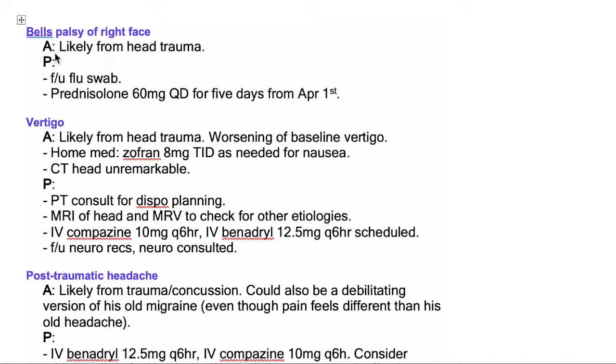Now, one of the other things I'd like to mention is that you can see that I did not talk a lot about differentials. There are a lot of things that can cause Bell's palsy. Lyme disease can cause Bell's palsy, sarcoidosis, you can have herpes, you can have some kind of cancer. Now, if I'm not doing anything about those differentials, I do not like to write them. And again, like I told you before, the longer your differential goes, the lesser the accuracy. In this case, I thought it was just from head trauma.